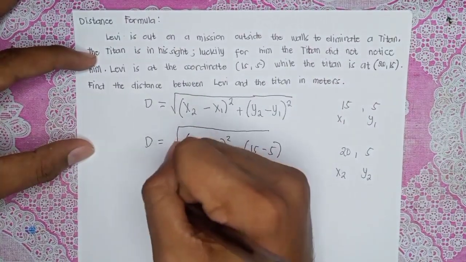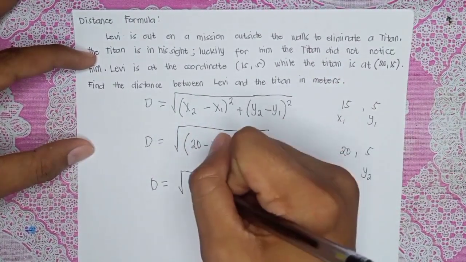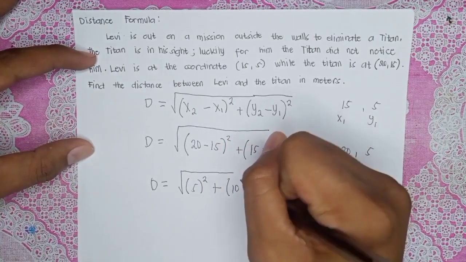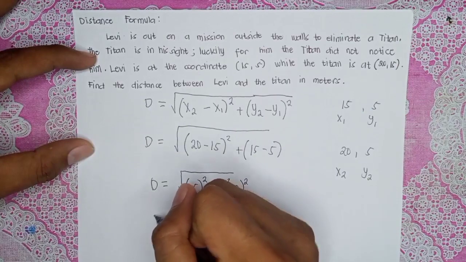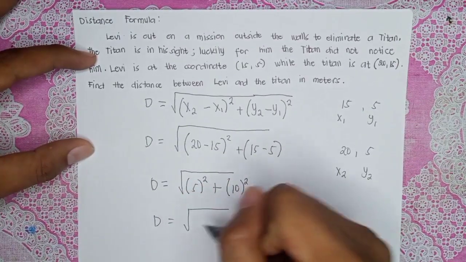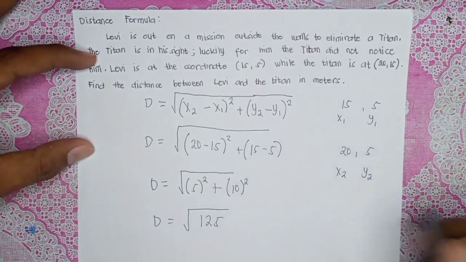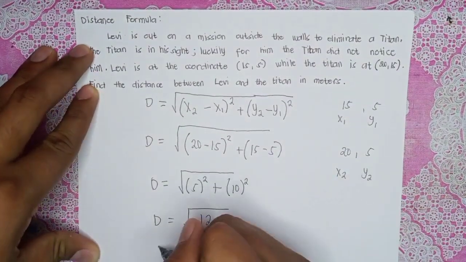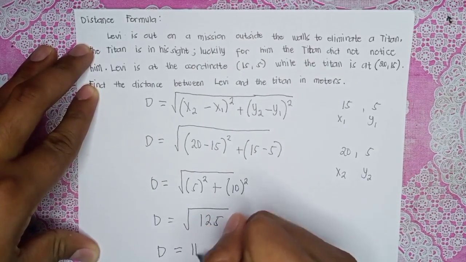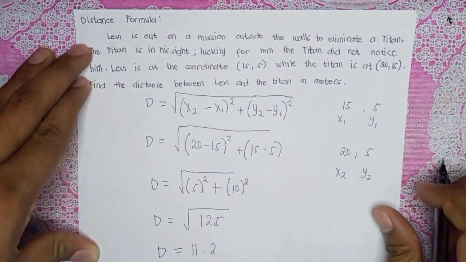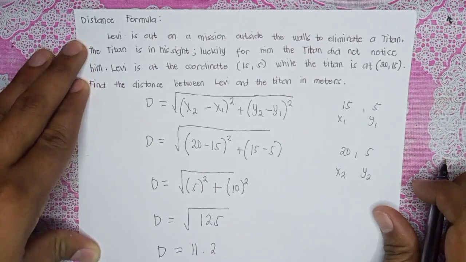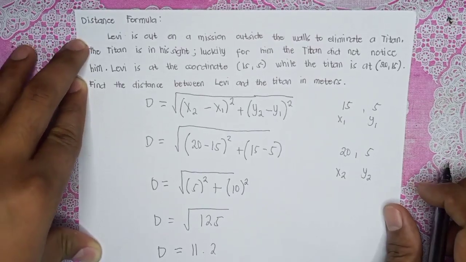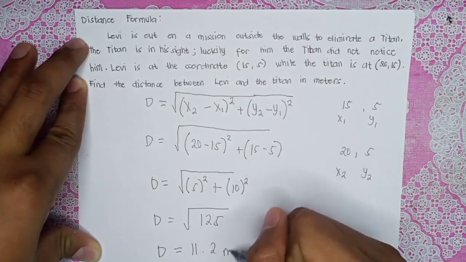So d equals the square root of 5 squared plus 10 squared. Then after that we will have the square root of 125. When we take the square root of 125, our answer will be d equals 11.2. The task is to find the distance between Levi and the titan in meters, so our answer will be in meters.